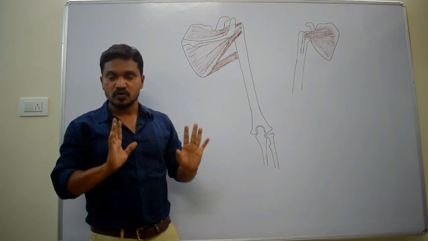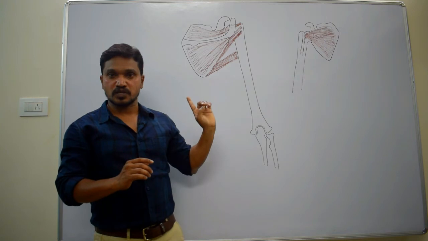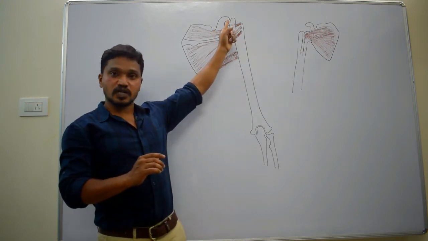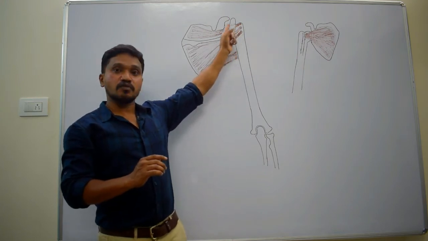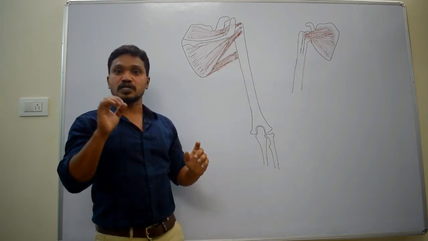Very simple. Rotator cuff muscles are 4. Subscapularis inserting to the lesser tuberosity. Supraspinatus inserting to the upper impression of greater tuberosity. Infraspinatus inserting to the middle impression of greater tuberosity. Teres minor inserting to the lower impression of greater tuberosity.